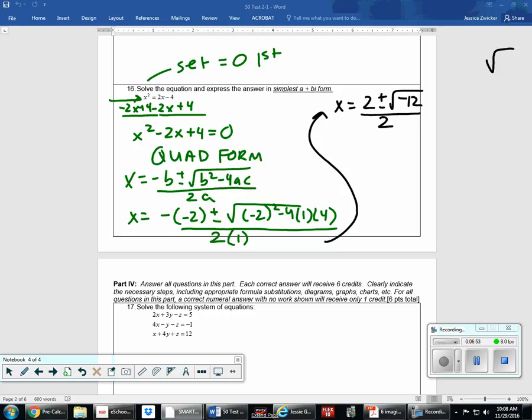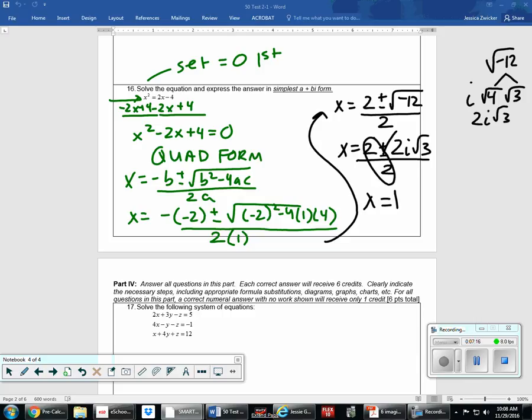Remember, when you're simplifying, the square root of negative 12 becomes i times radical 4 radical 3, or 2i radical 3. So this answer is 2 plus or minus 2i radical 3 over 2. Notice the division bar is underneath both of the terms in the numerator. 2 divided by 2 is 1. 2 divided by 2 is 1. You still have an i and a radical 3.